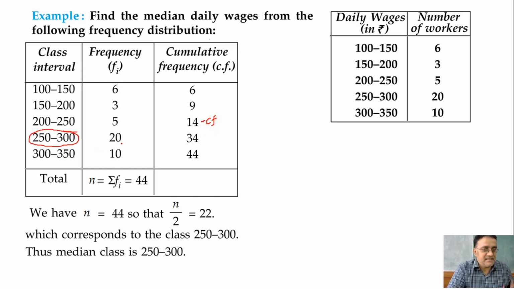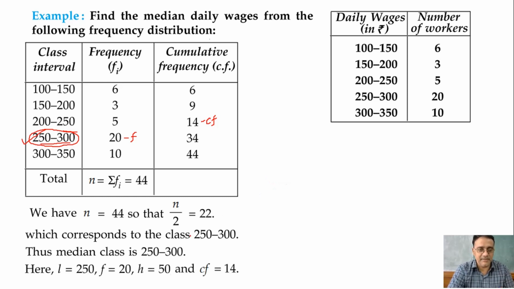And F is the frequency of the median class, median class 250 to 300 है, so इसका जो frequency रहेगा वो that is denoted by F, and H is the class size. What is the class size of this class? Sir, 50. 50, right. And what is the lower limit of this class? 250. 250, that is the value of L.